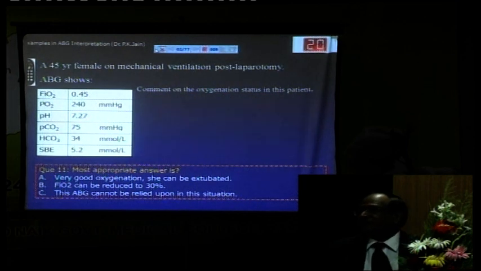You're all sitting here because I presume you want to learn blood gases. Must answer. If you don't answer, then you will not learn ABGs. That's all I can tell you.